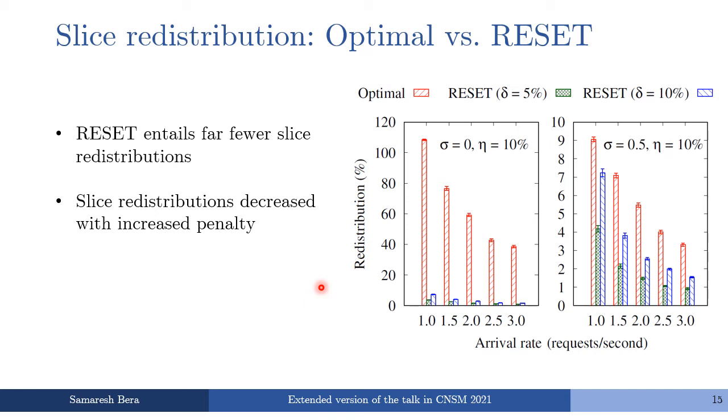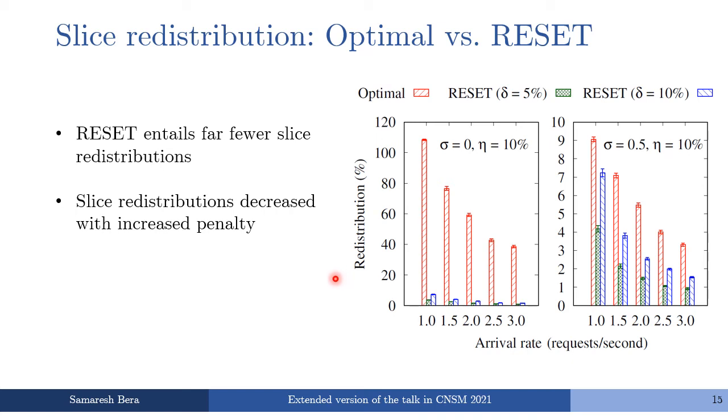Further, we evaluated the percentage of active slice redistribution in the network using the optimal solution and the proposed scheme RESET. Similar to the previous one, in the x-axis we have the arrival rate, that is the number of requests per second, and the percentage of active slice redistribution in the y-axis, and we have three different schemes. One is the optimal solution, then two variants of the proposed solution, one with 5% active slice redistribution and the other with 10% active slice redistribution. We also have two penalties, that is without any penalty and with a 0.5 penalty factor, and 10% edge clouds in the network. So we see from the figures that the proposed scheme RESET entails far fewer slice redistributions than the optimal solution.